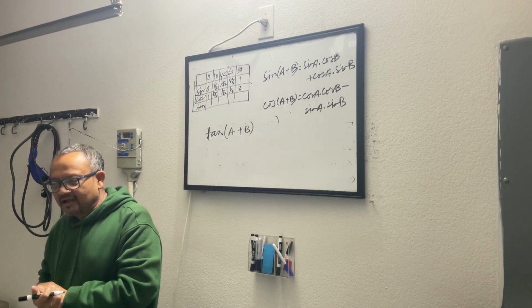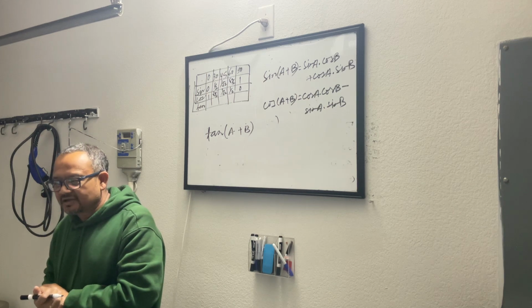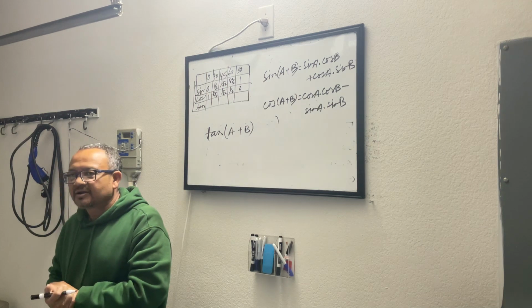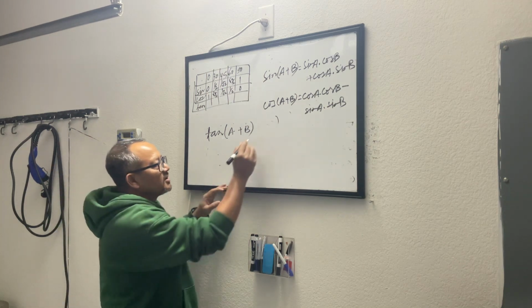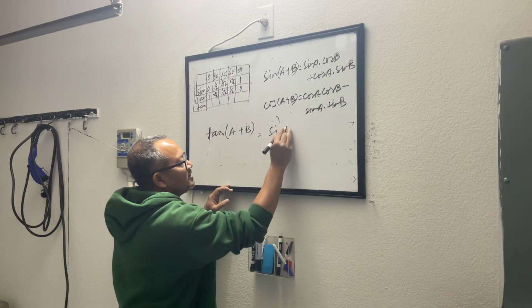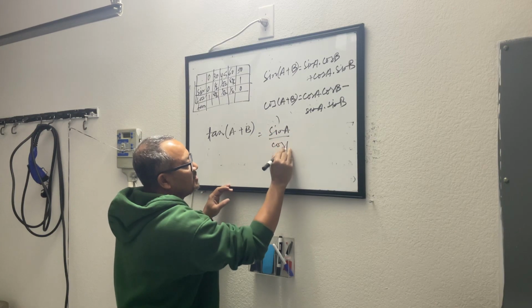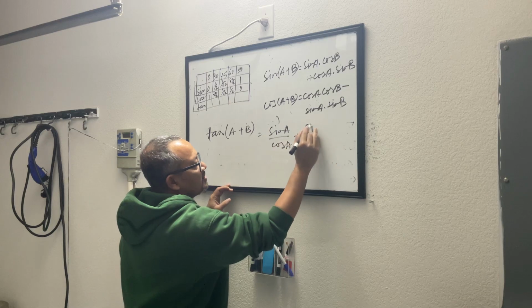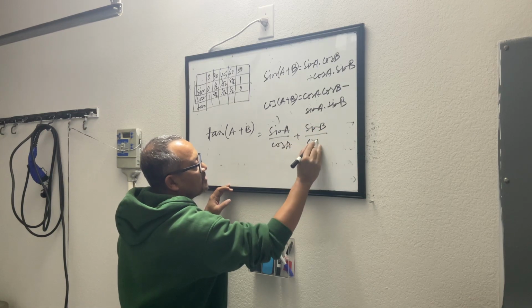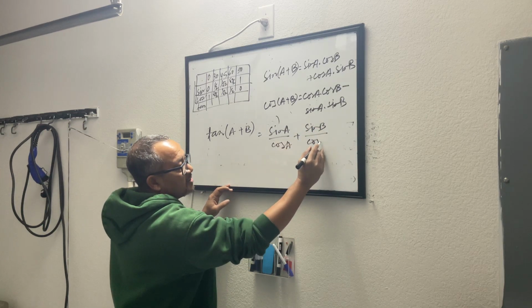Say it louder. I know you are thinking in the right direction, but I want to hear it loud. Sine of A divided by cos of A plus sine of B divided by cos of B.